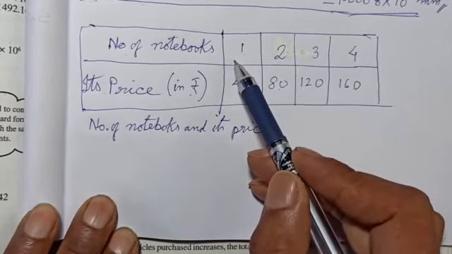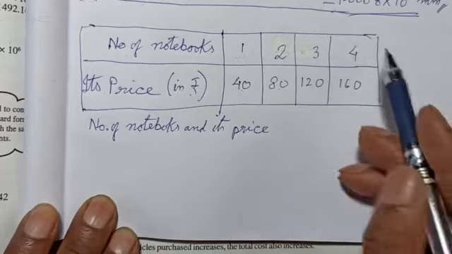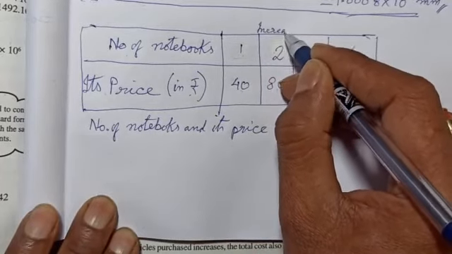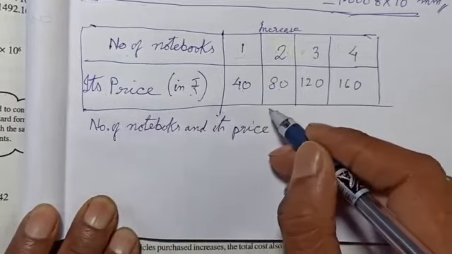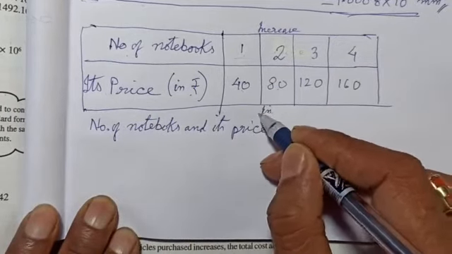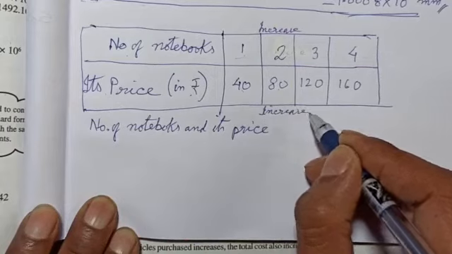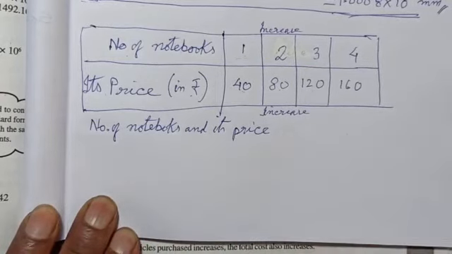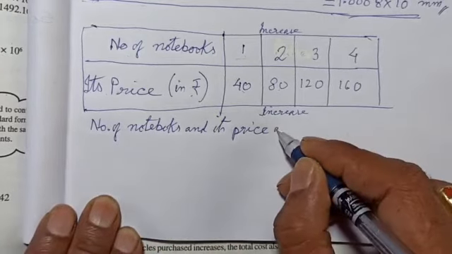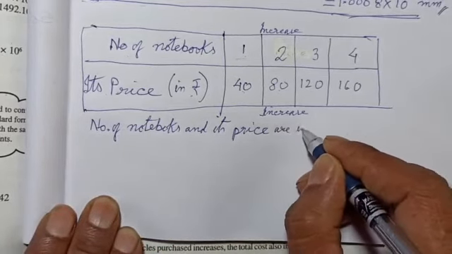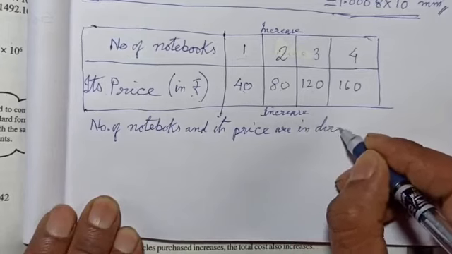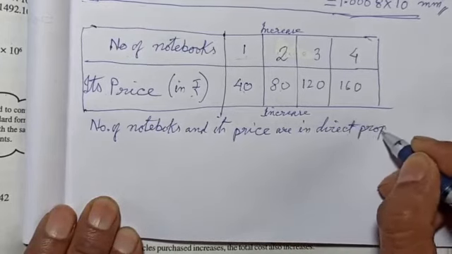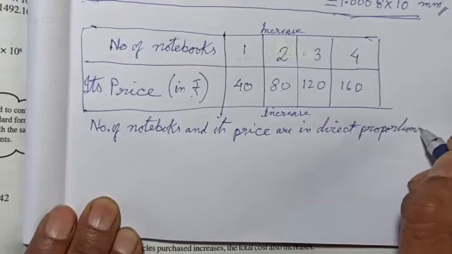So when the number of notebooks is increased, its price is also increased. So in this case, the number of notebooks and its price are in direct proportion.